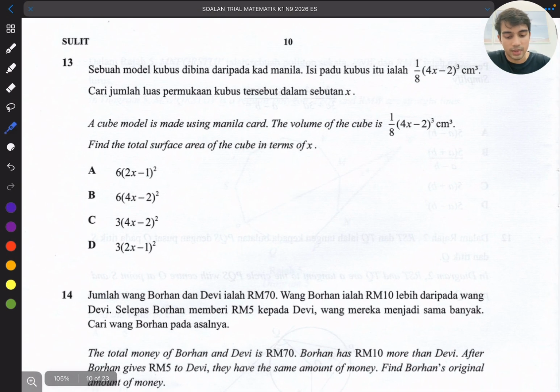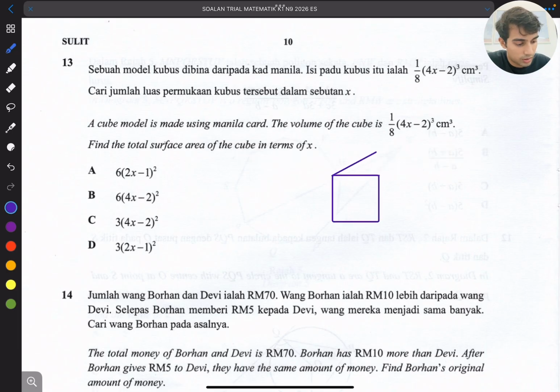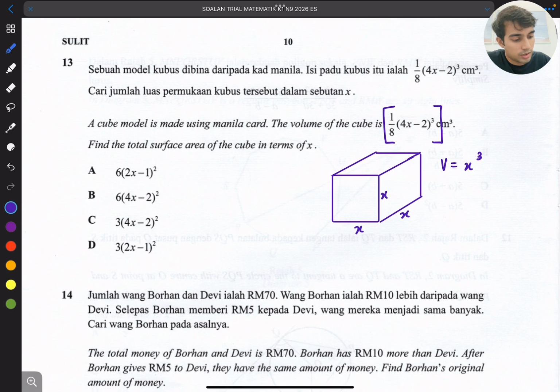Question 13. A cube model is made using Manila card. Volume of the cube is this. Okay, so let's draw a cube. Cube is something like this. So they said the volume is this much. Volume of cube is x cube, x times x times x. So we can say x cube equals 1 over 8 (4x minus 2) cube.